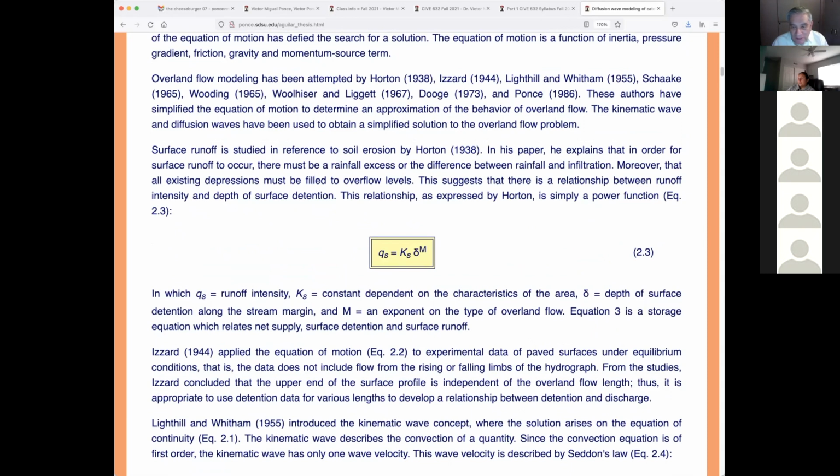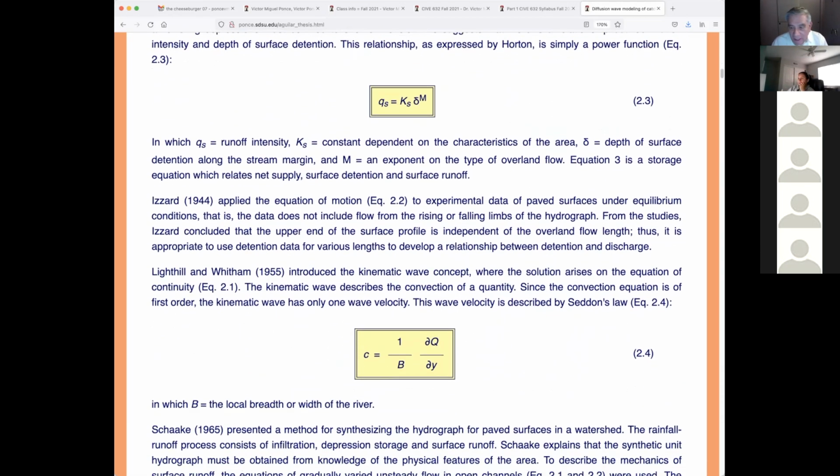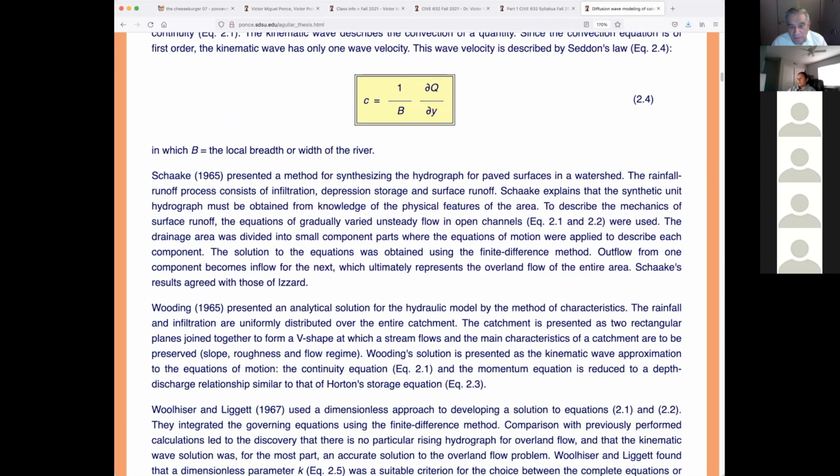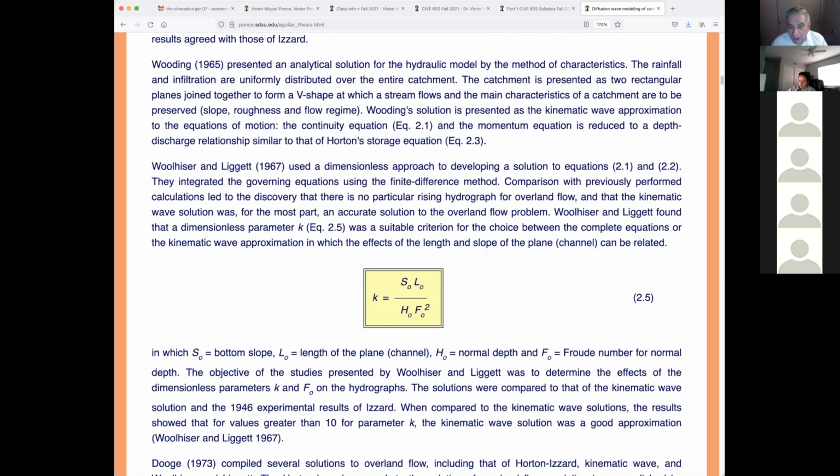QS, okay, this is the depth of the surface. This is a rating curve, okay. 2.4 is Seddon's law, the celerity of a kinematic wave. 2.5, maybe I have not talked about this, but this is the Woolhiser kinematic flow number.